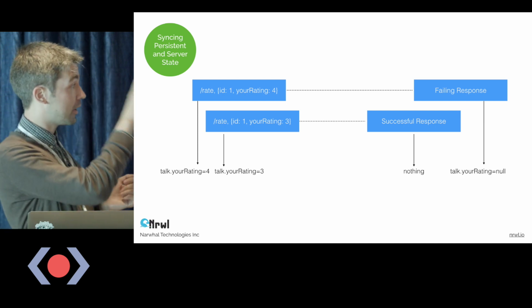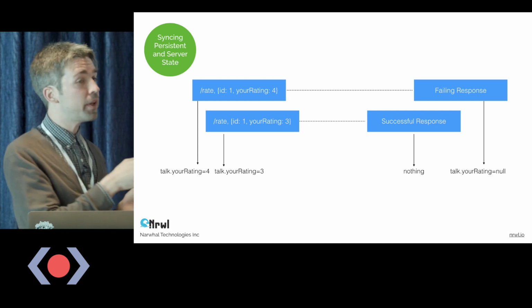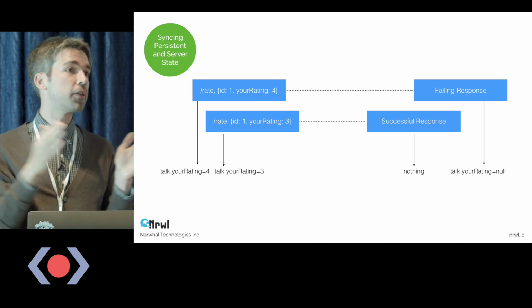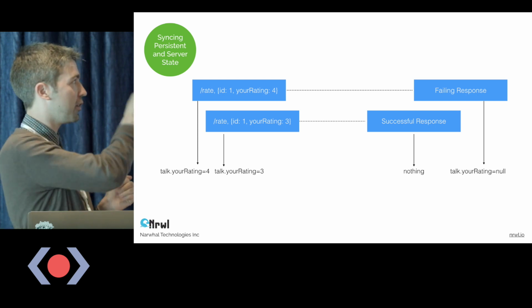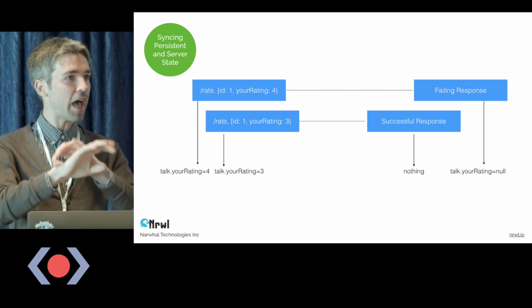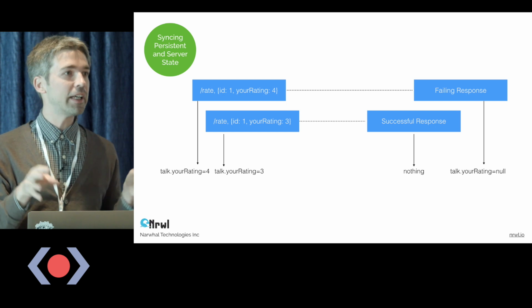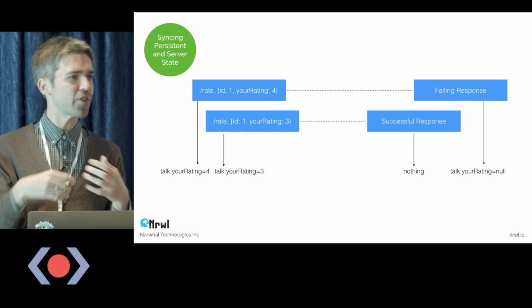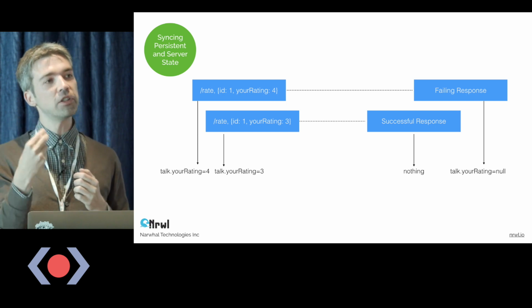What will happen on the client side is our talk will be reset to null, because we got the second response last, or the response for the first request last. So on the backend, the rating is happily set to 3, and on the front end, it's set to null. So again, we're out of sync, just in a different way. Our application is still broken.